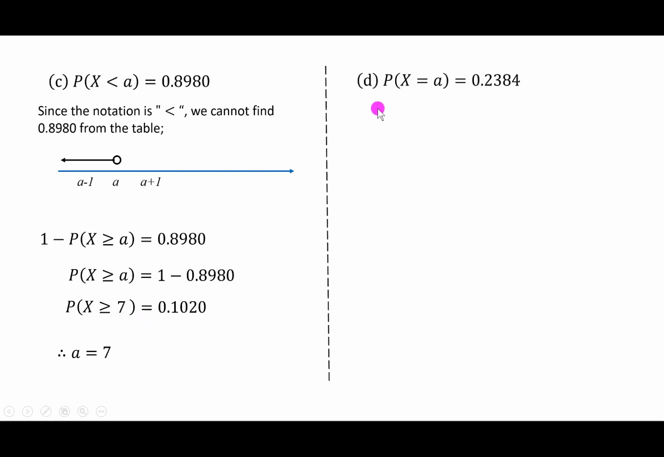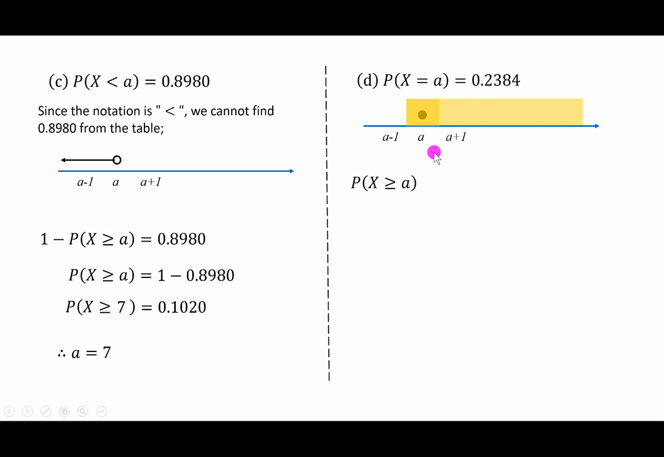For question C, the probability that X equals A is 0.2384. So this is the value of A. In the binomial table, it has X greater equal than A. It means that it starts from A until N, but we only want A.